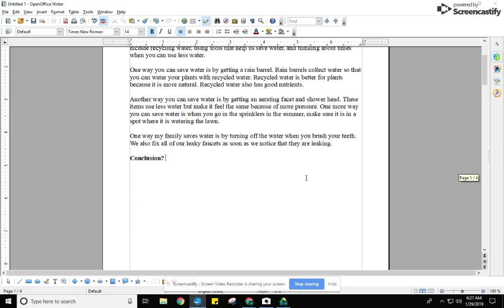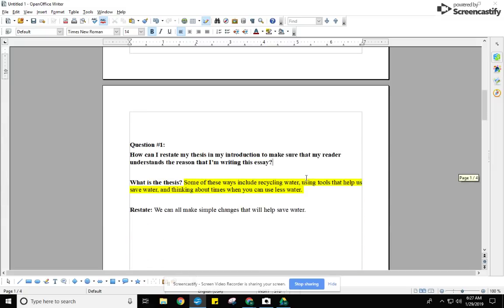So let's go down here and see if we can answer these questions. Question number one, how can I restate my thesis and my introduction to make sure my reader understands the reason that I'm writing the essay? Well, here's the thesis that was in the introduction right here. It's highlighted. Some of the ways include recycling water, using tools that help us save water, and thinking about times when you can use less water.